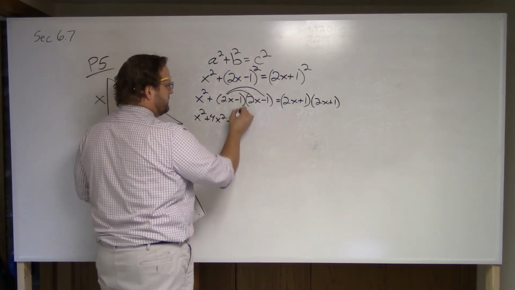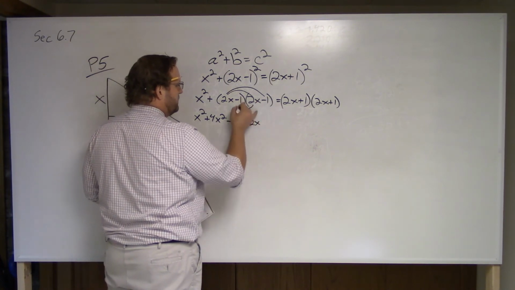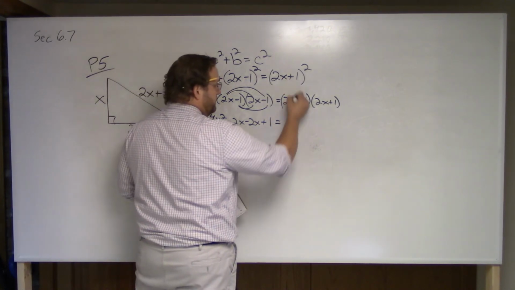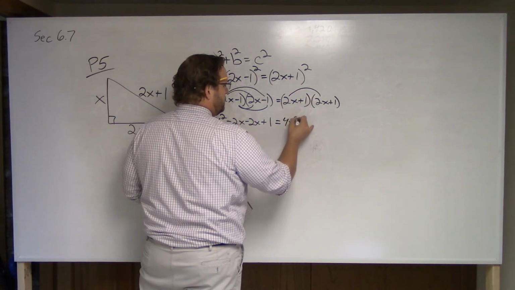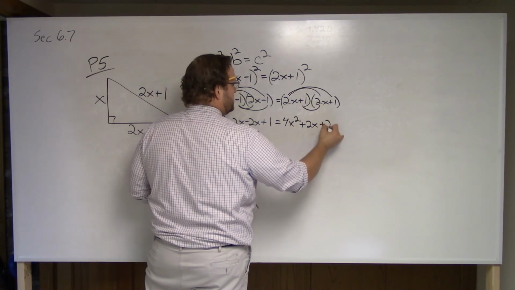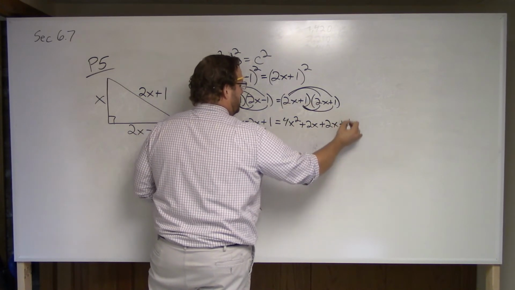minus 2x plus 1 equals 4x squared plus 2x plus 2x plus 1.